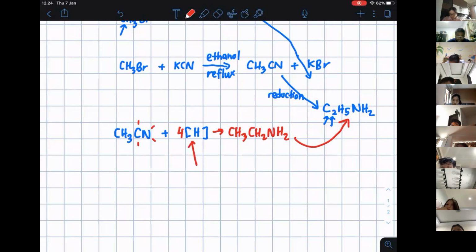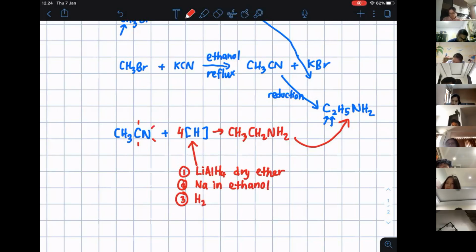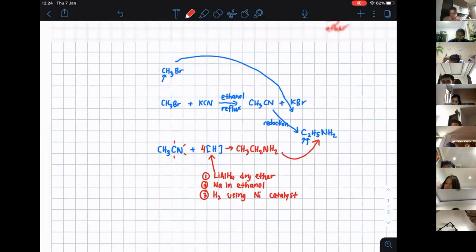The reduction can happen under 3 conditions, and you can choose which reduction you want. You can use LiAlH4 in dry ether. That is quite common, it's quite a strong reducing agent. Or you can use sodium in ethanol, or you can use hydrogen with a nickel catalyst. These are the 3 ways. But do remember where we start.